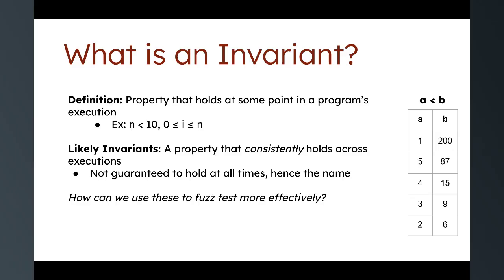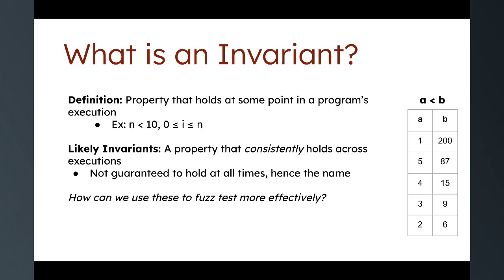And so the authors introduce a concept they call likely invariants, which are discovered by analyzing trends in the program. So the system runs the program on a corpus and observes the values of variables at different basic blocks. And so if a property consistently holds across these executions, it's referred to as a likely invariant. For example, if we observe values of A and B across 1,000 executions and observe that A is always less than B, then A less than B is a likely invariant.